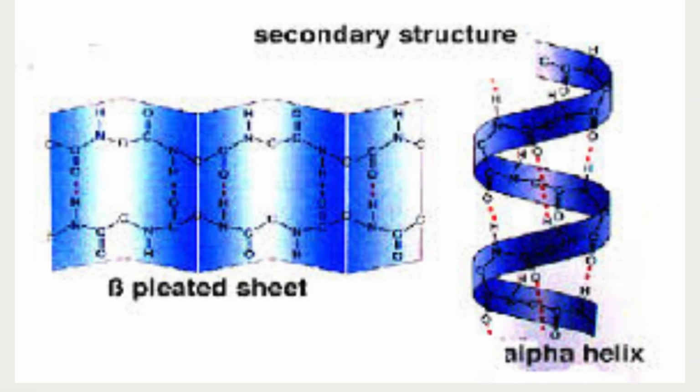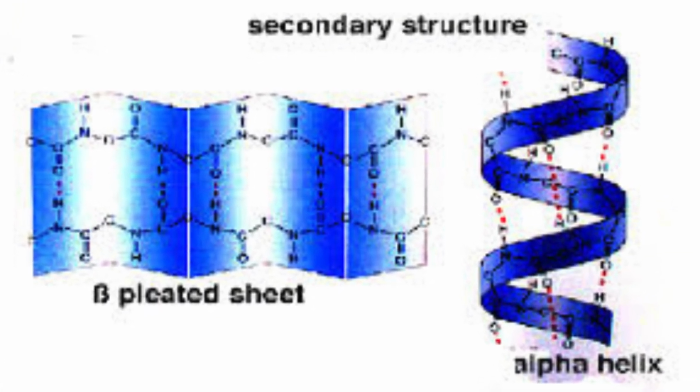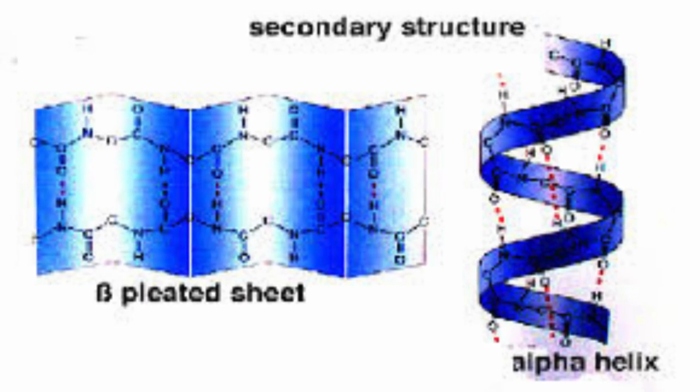Finally, the quaternary structure is found only in proteins made of 2 or more polypeptide chains. It describes how these separate chains are arranged and interact in space. Hemoglobin is a great example of a protein with quaternary structure. Here, you can see the 2 main types of secondary structures in proteins, the spiral-shaped alpha helix and the folded beta pleated sheet.